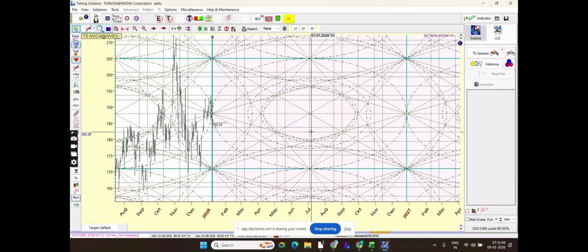Then the major angle crossover is at 196.61. Another angle crossover is coming in at 179.41 on the downside. And then we have the squares at 170.94 and somewhere around 204. So these are the immediate boundaries for the stock.